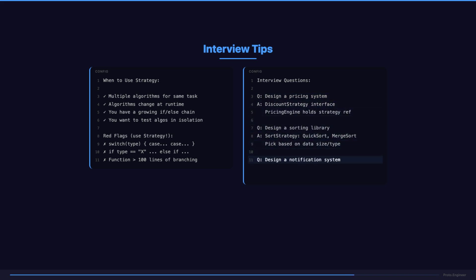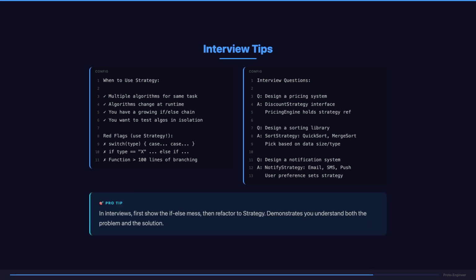Common interview questions. Design a pricing system. Answer with discount strategy interface, pricing engine context. Design a sorting library. Sort strategy with quicksort and merge sort, picking based on data size. Design a notification system. Notify strategy with email, SMS, push. User preference sets the strategy. The pro tip is to show the if-else mess first in the interview, then refactor to strategy. It demonstrates you understand both the problem and the solution.